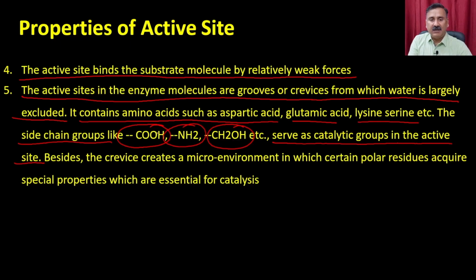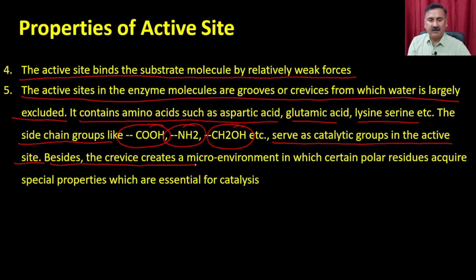either the extraction of protons or the extraction or exchange of electrons from the substrate to the product, because you know that the substrate is getting converted into the product simply by the breakage of some bonds and the formation of a few bonds, right? So that is the purpose of having these functional groups. They are very active, acting as either an electrophile or a nucleophile, and that's how they facilitate the breakage as well as the formation of bonds. Besides, the surface creates a microenvironment where certain polar residues acquire special properties which are essential for the catalytic site.